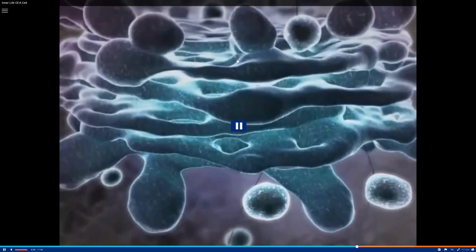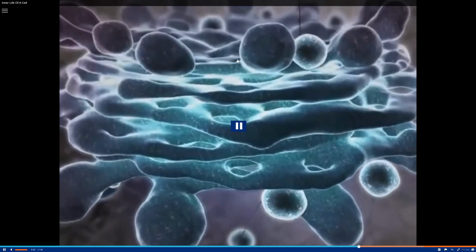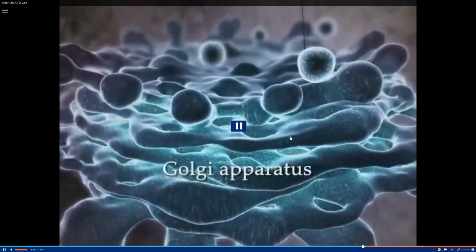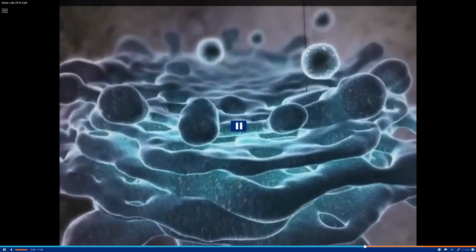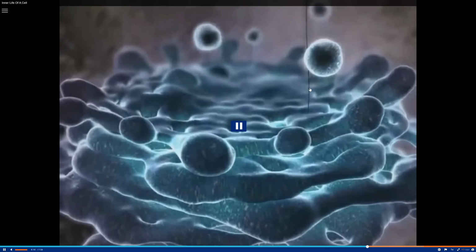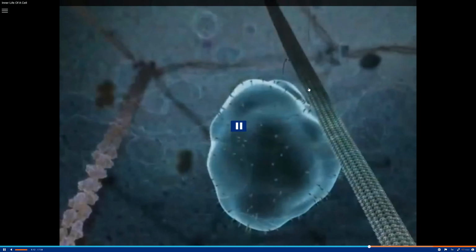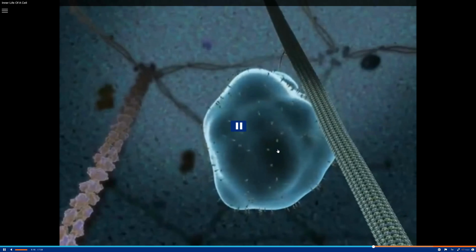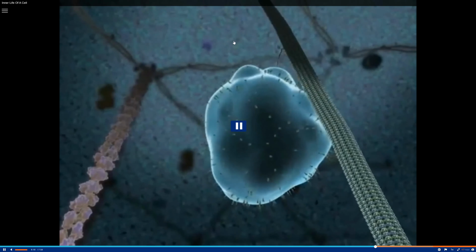So this is the Golgi apparatus. This is where the proteins are going to be further modified. And then after they pass all the way through, they're going to come out the other end. Again, they're going to be carried along microtubule tracks by motor proteins. Now this vesicle that contains all these nice little proteins is headed back to the cell surface.